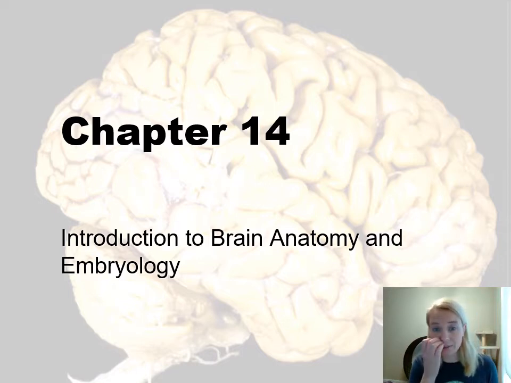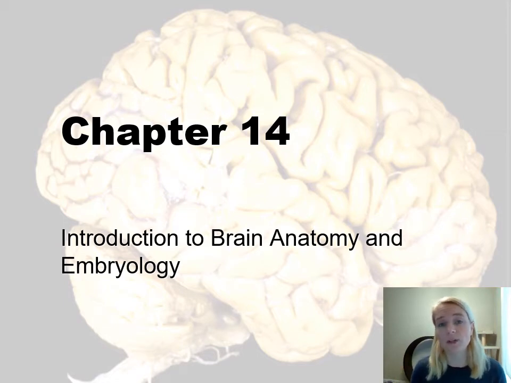So about 98% of all of our neural tissue is found in the brain. All the stuff that we looked at already with the spinal cord and the peripheral nerves, all your spinal nerves, only about 2% of all neural tissue in the body is found in the spinal cord and peripheral nerves. The rest of it is found in the brain, 98%. That's a lot.